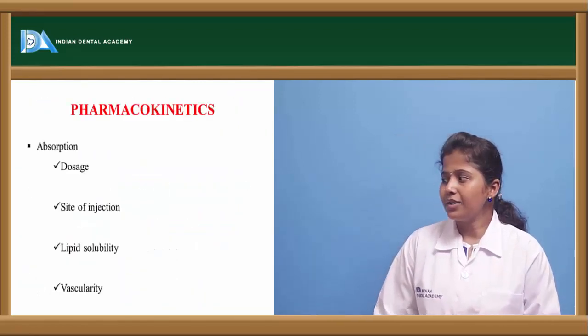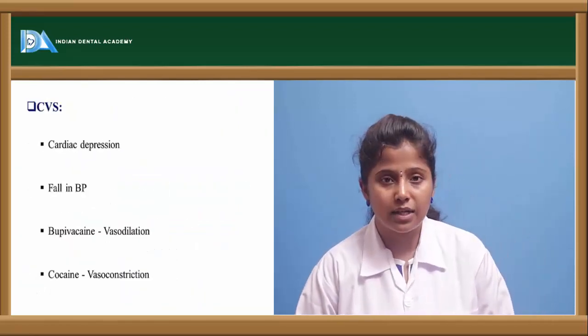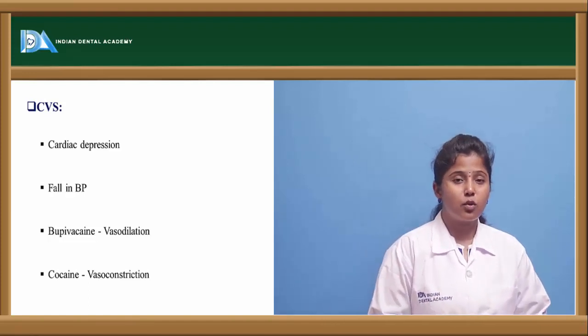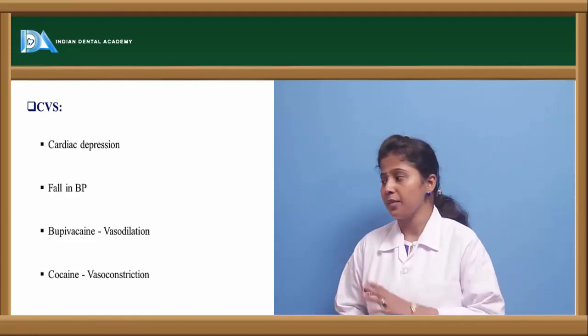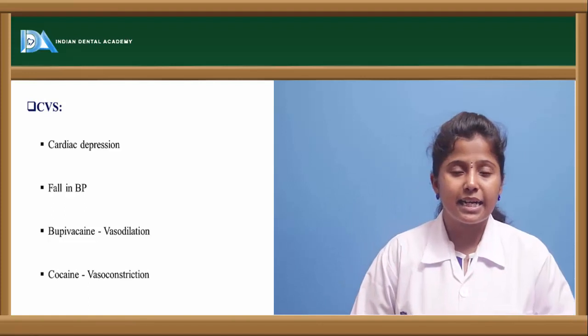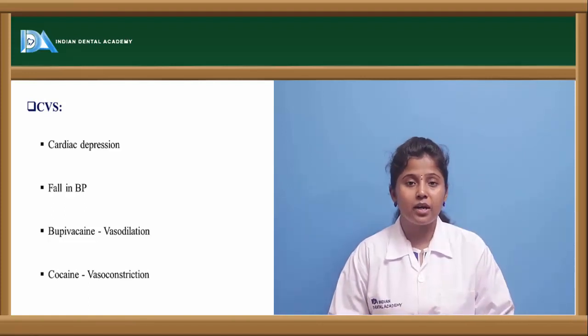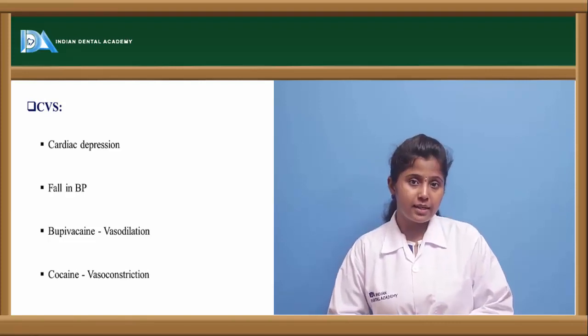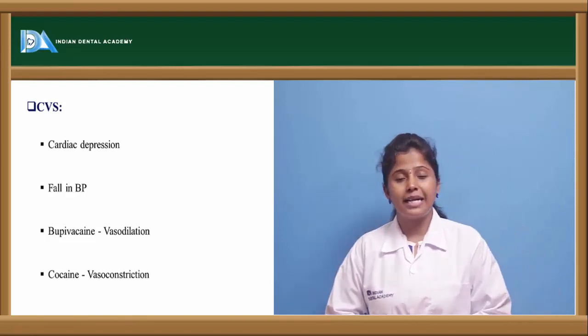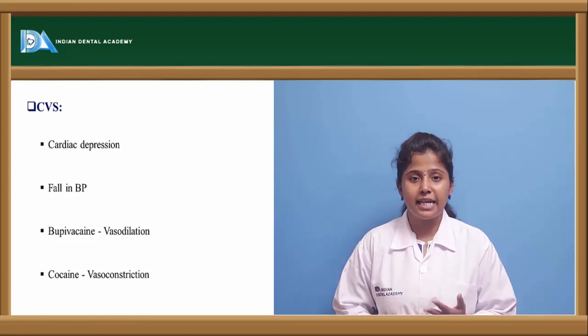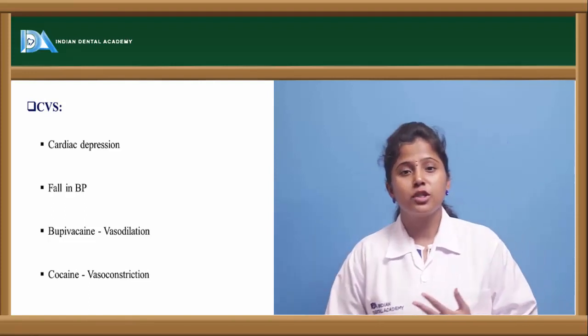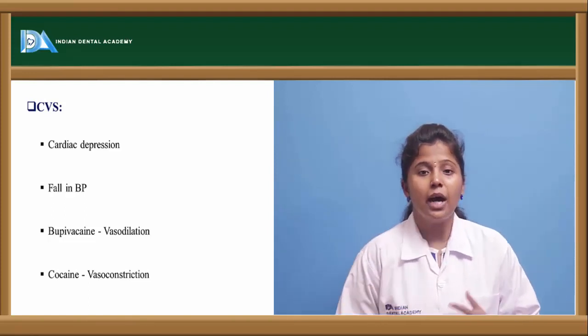So how are they acting on the cardiovascular system? What are the effects of these local anesthetics on the cardiovascular system? Firstly, they cause cardiac depression. As the nerve impulses, or the impulses which are generated at the nerve endings, are impaired, it causes cardiac depression.